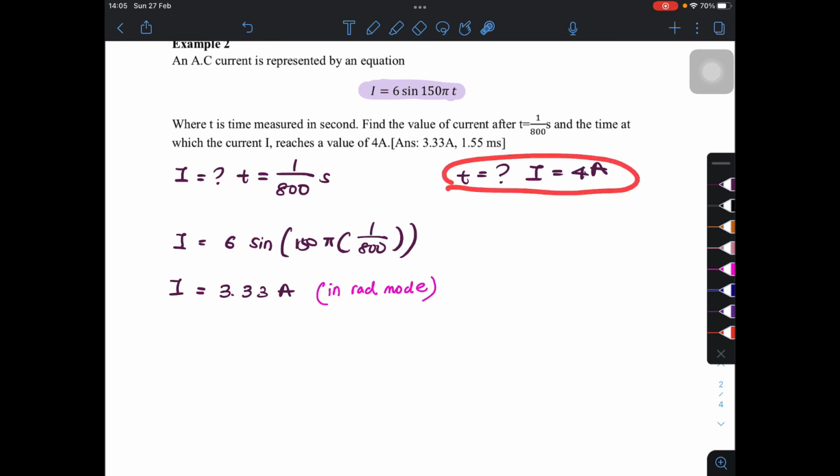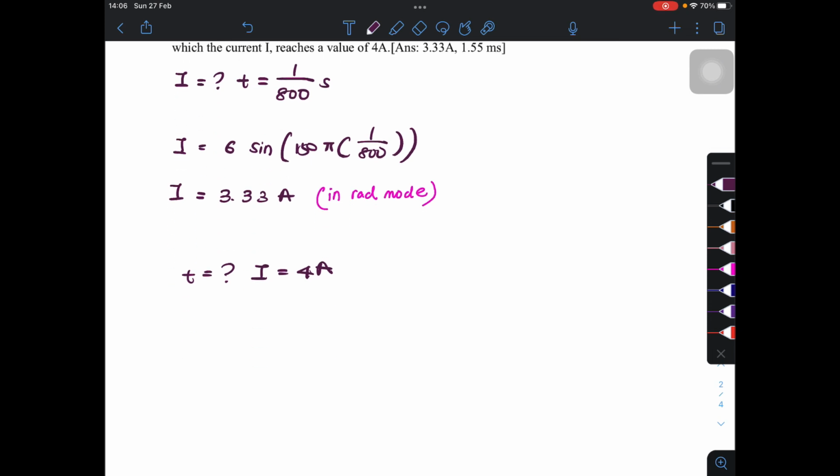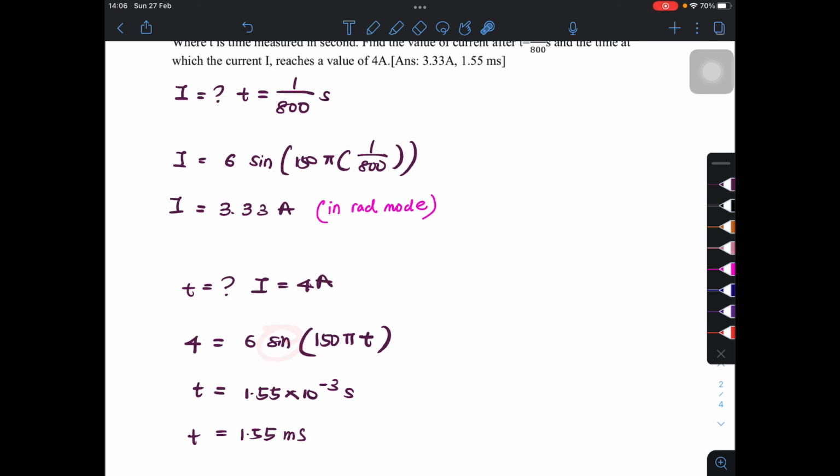And the next one, we want to find what is t when I is equal to 4 ampere. So we put I here, 4 ampere, equals 6 sin 150 pi t. So we want to find this t. And then you will get t equal to 1.155 times 10 to the negative 3 second, or you can leave your answer as 1.155 millisecond. Okay, don't forget, since we use sine, your calculator must be in radian mode.